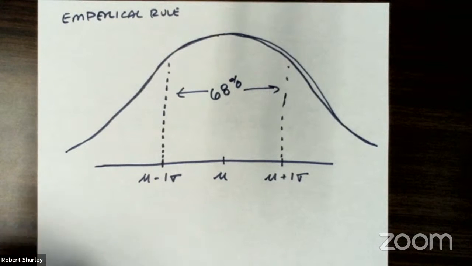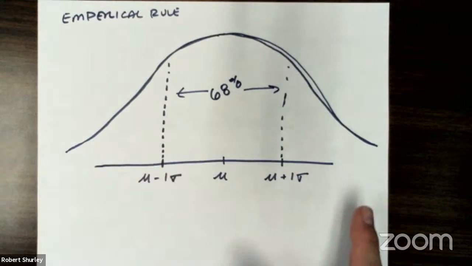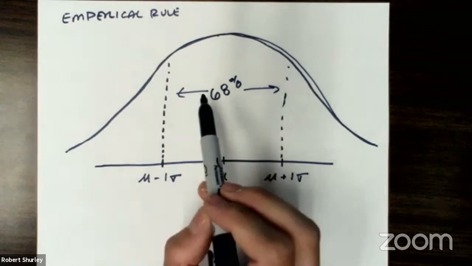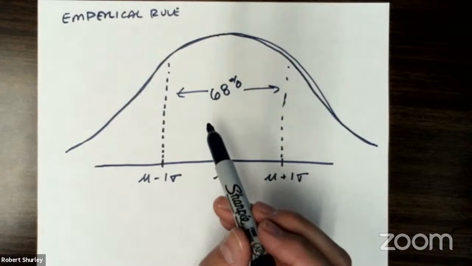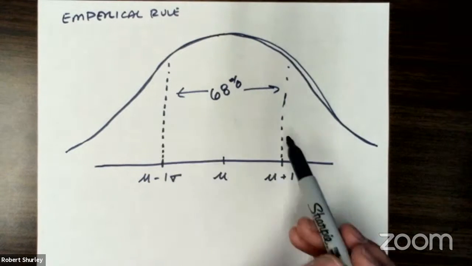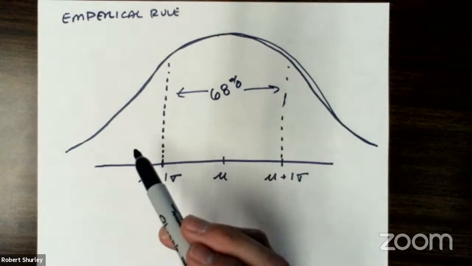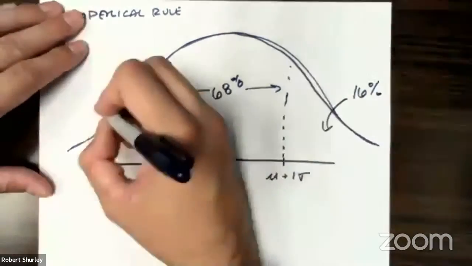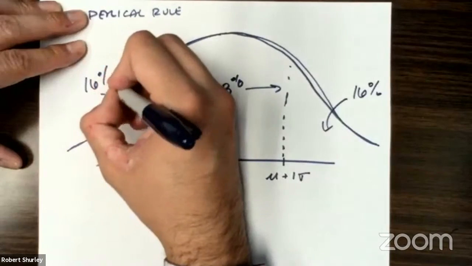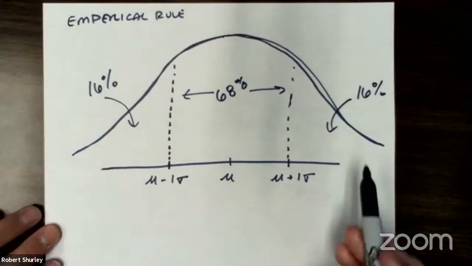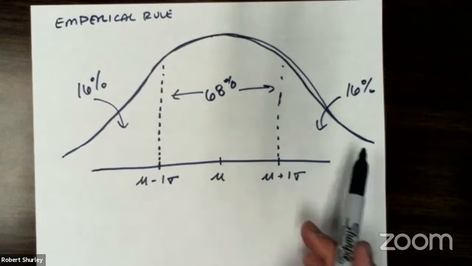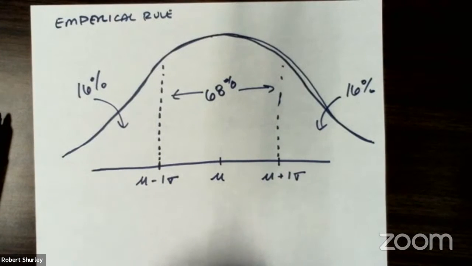What that means, though, because there's symmetry with normal distributions, there's always symmetry, is if 68% lies in between, that means 32% has to lie in both tails. So that means 16% is here and 16% is here. Okay? Because it's got to add up to 100%. So 68 plus 16 plus 16 would be 100%.